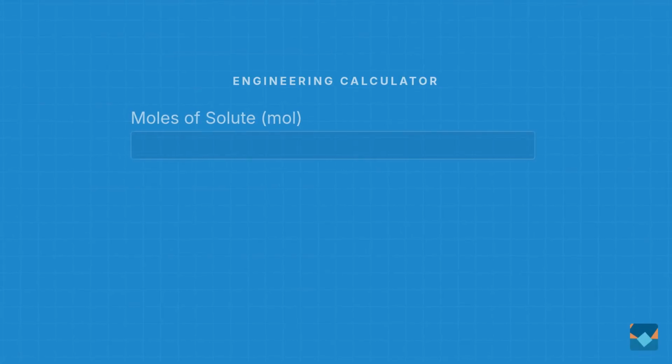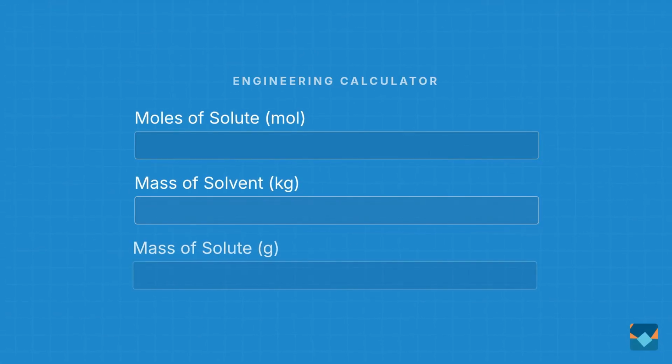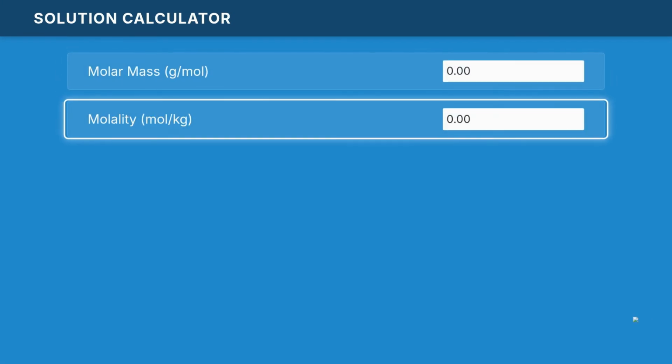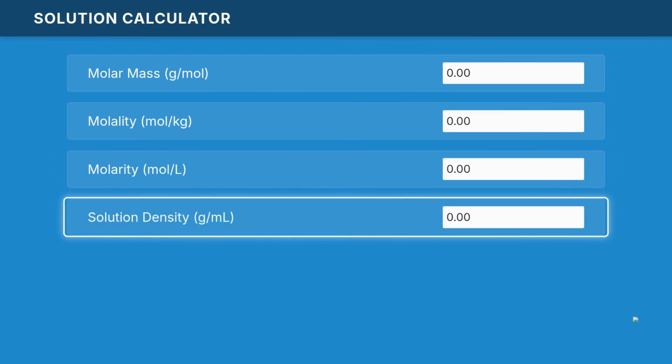The input fields include moles of solute in mol, mass of solvent in kg, mass of solute in g, molar mass in g/mol, molality in mol/kg, molarity in mol/L, solution density in g/mL, and solute molar mass in g/mol. Here's a worked example.